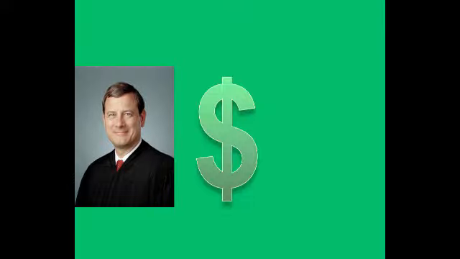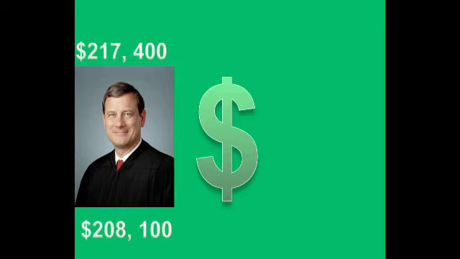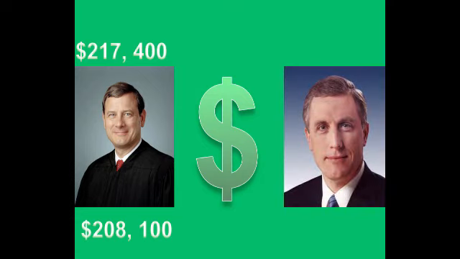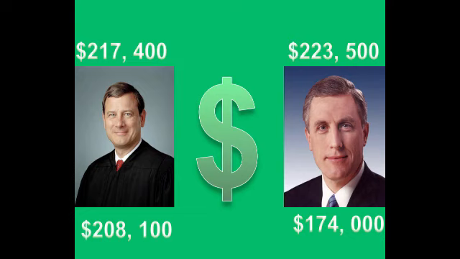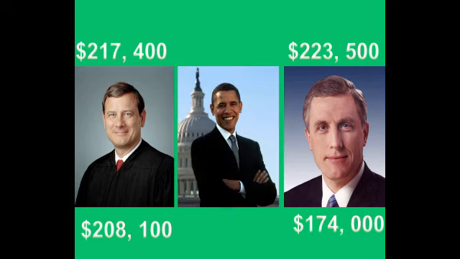John Roberts. Let's talk a little bit about money here. Everybody seems to always want to know what people make in different positions in the government. John Roberts is at $217,400. The other justices in the Supreme Court are making $208,100. Think about U.S. House Representatives, $223,500. Going down to, that's Senator versus $174,000 for senators, or for U.S. House Representatives.